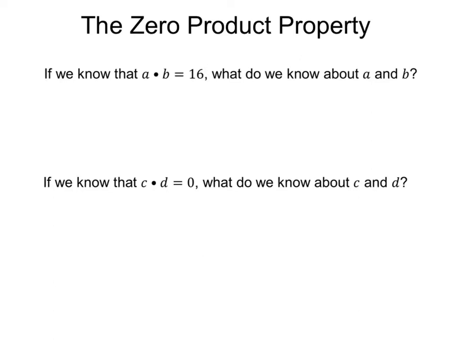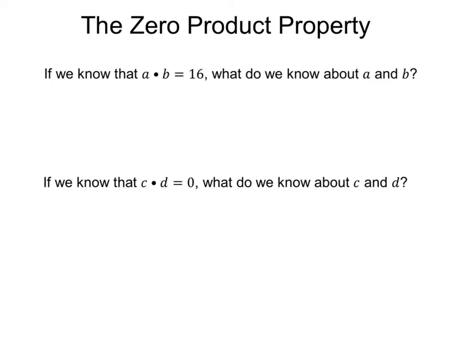If we know that A times B is equal to 16, what do we know about A and B? And the second question, if we know that C times D is equal to 0, what do we know about C and D? Go ahead and pause and write down some thoughts about these two questions. What do we know about A, B, C, and D? Pause and do that.